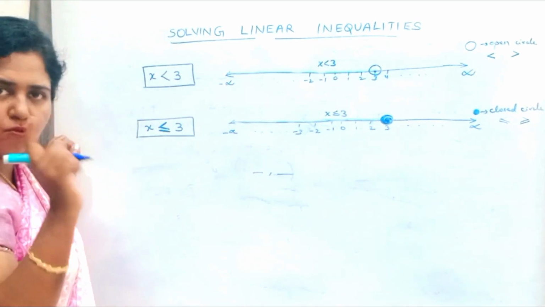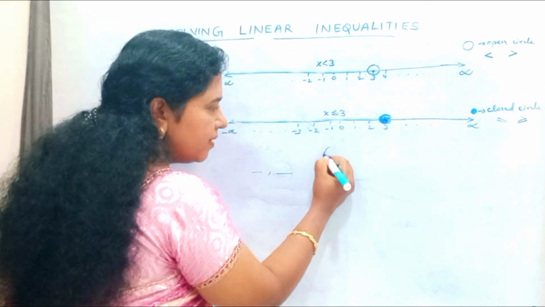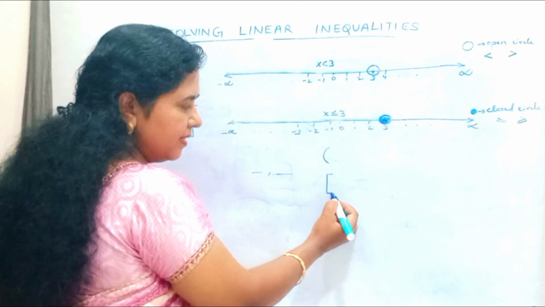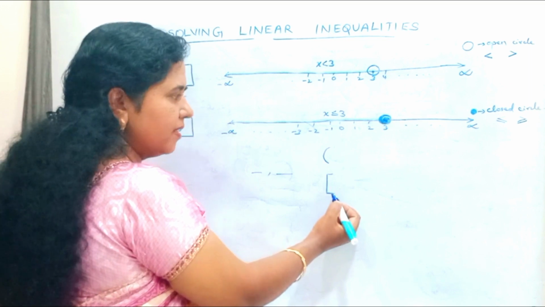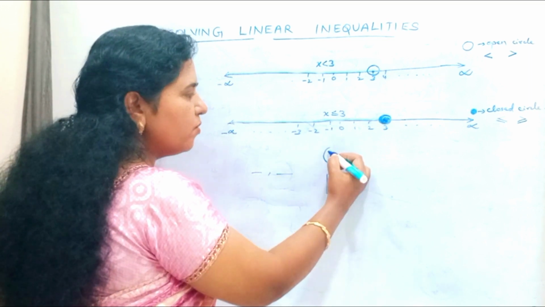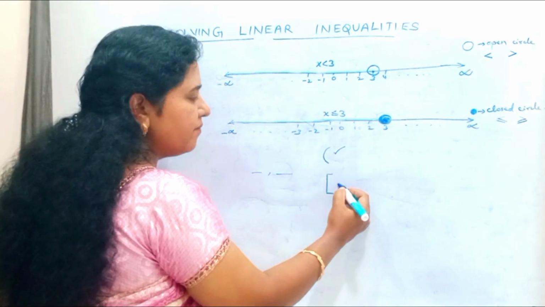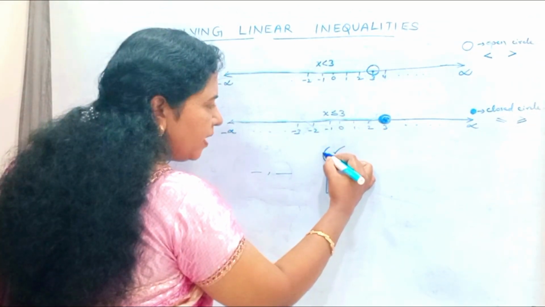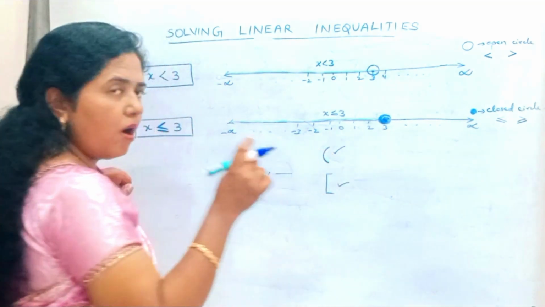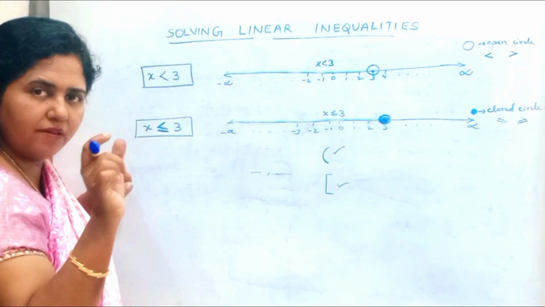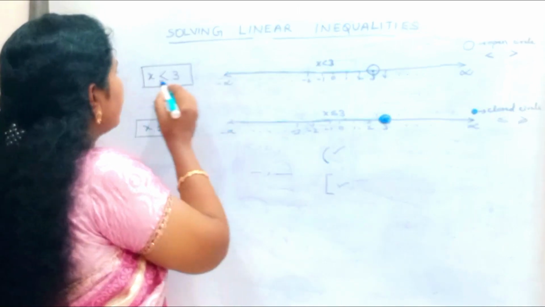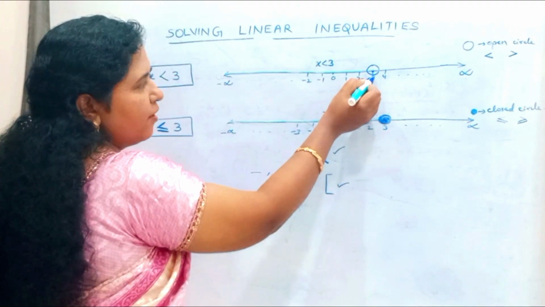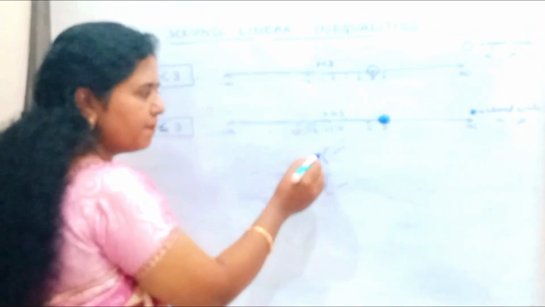So here we are going to use two types of brackets. It may be this type of bracket or this type of bracket. This is a parenthesis and this is a square bracket. Now we have to know when to use the parenthesis and when to use the square bracket. The parenthesis should be used when we are not going to include that particular value. For example, in this case, it is x is less than 3. So we are not going to include this value of 3. For such cases, we have to use parenthesis.